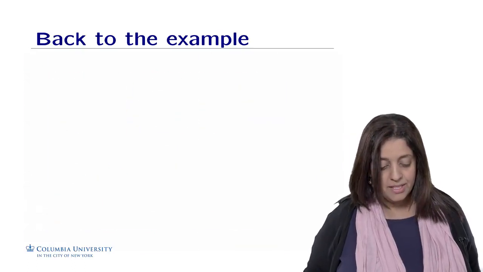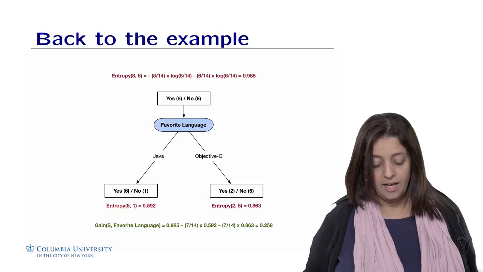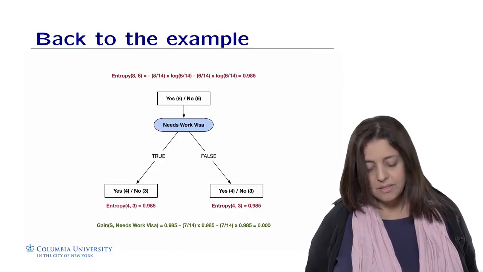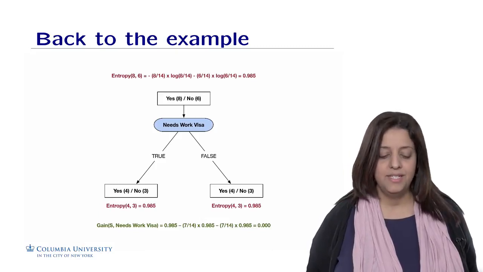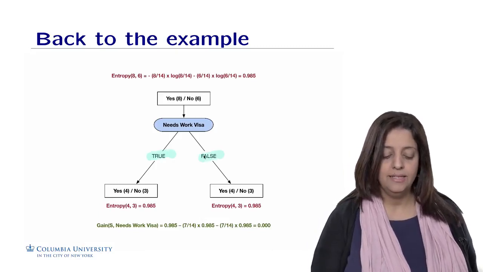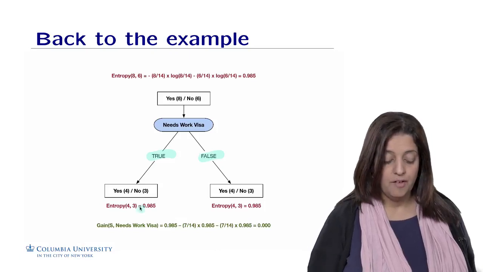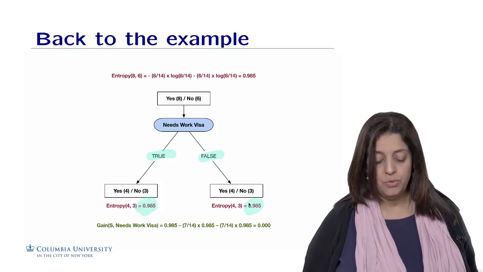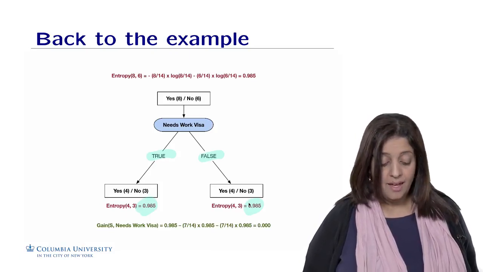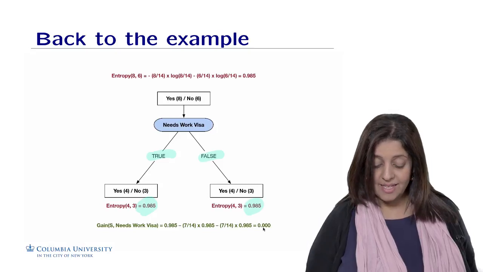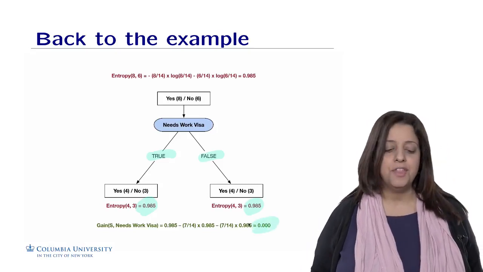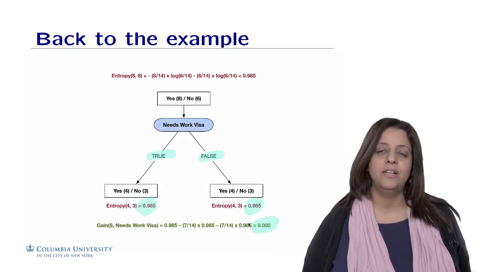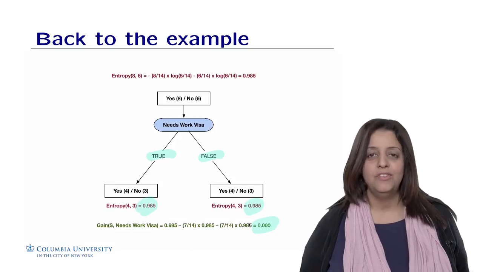We do the same thing for the feature favorite language. We obtain a gain of 0.258. And finally, we do a similar splitting by need work visa, that is either true or false. In which case, we obtain an entropy of 0.985 for true and 0.985 for false. Observe that the gain is equal to 0, which means that we gain nothing by picking this feature. So it's good news that there was no decision made on hiring people based on their need for work visa or not.